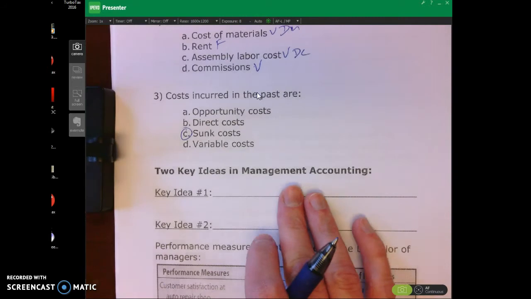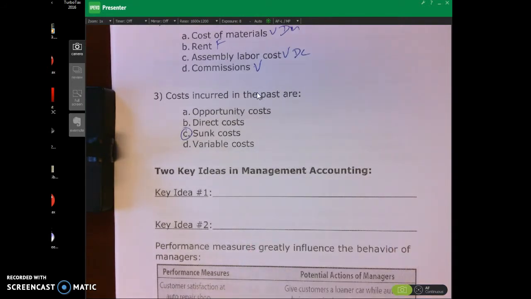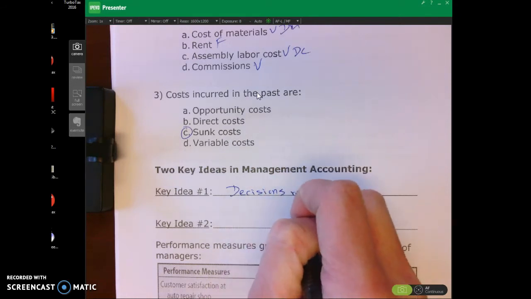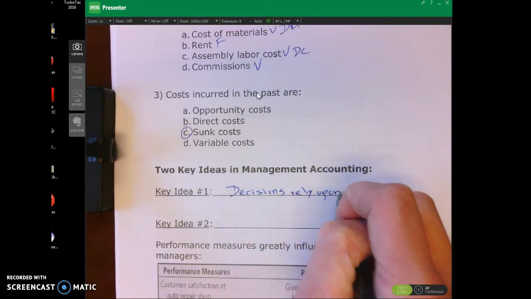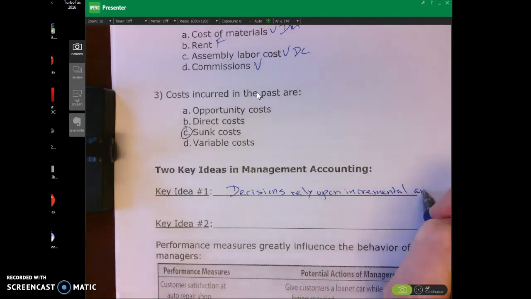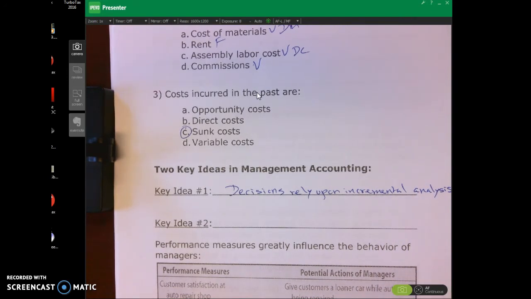Two key ideas in management accounting. First of all, decisions rely upon incremental analysis. Okay? So what that means is that if we have two costs that differ between alternatives, then we want to consider that cost. And if we have a cost that we incur in alternative A and alternative B, it's not an incremental cost.